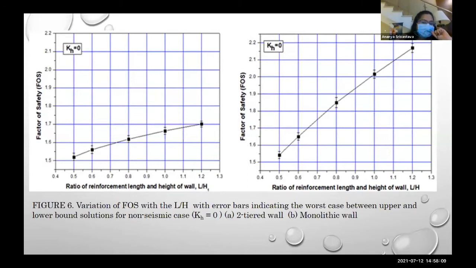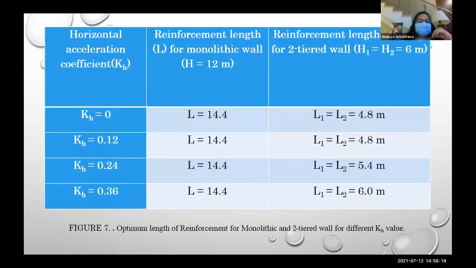So what this graph is aimed to show is that the tiered wall also gives satisfactory values, which are high above the benchmark as provided by FHWA. Hence, they can be built as well.